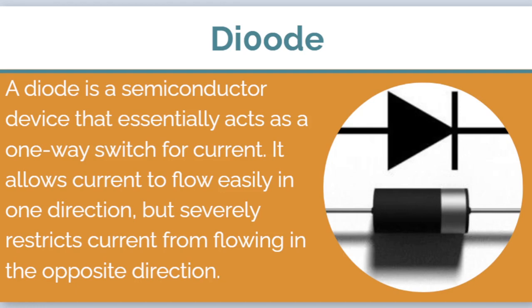So that basically means that the diode allows the current to flow in one direction, but not in the opposite direction. So that means that the diode allows the positive value of the voltage to flow, but the negative value of the voltage is not going to flow.